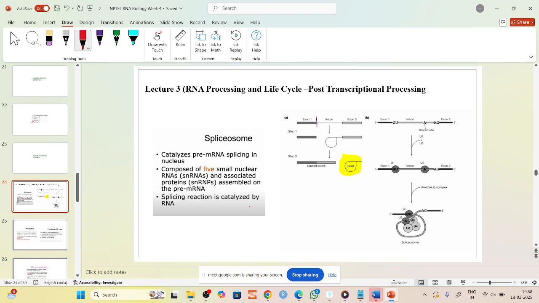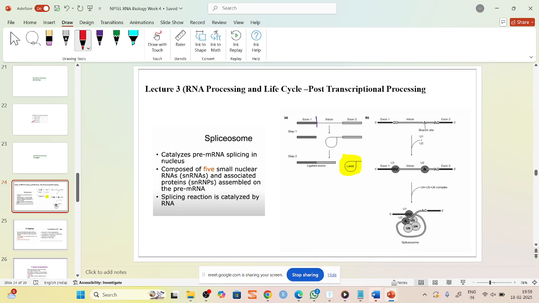This splicing occurs with the help of some kind of machinery, some kind of complex; enzymes are needed for the splicing to take place. This machinery is known as the spliceosome complex. This spliceosome complex catalyzes the pre-mRNA splicing in the nucleus. And it is composed of 5 small nuclear RNAs which are associated with snRNPs.